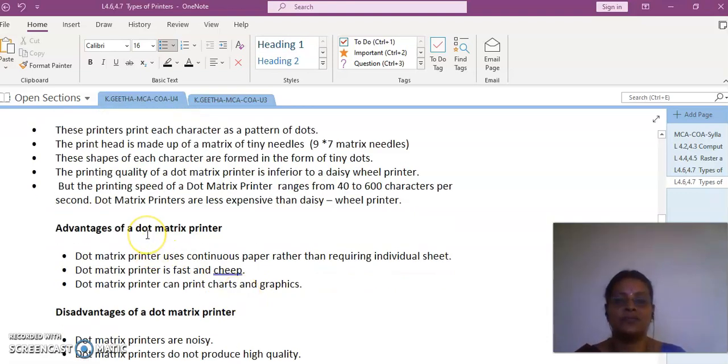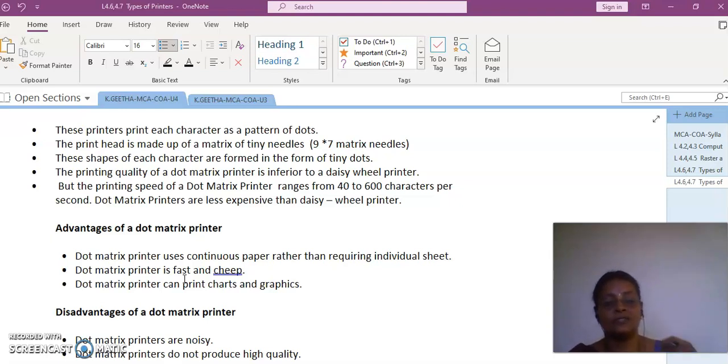Coming to the advantages of the dot matrix printer, it uses continuous paper rather than requiring individual sheets. So we will be feeding the sheets in a feed form, fed one by one, page by page, in a continuous fashion. And the dot matrix printer, of course, is notable for its speed and is also cheap. When compared to the previous daisy wheel printer, it is going to be faster and also cheaper. So the dot matrix printer can print charts and graphics.